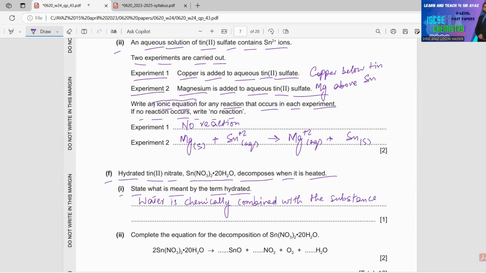Or you can even write containing water of crystallization.